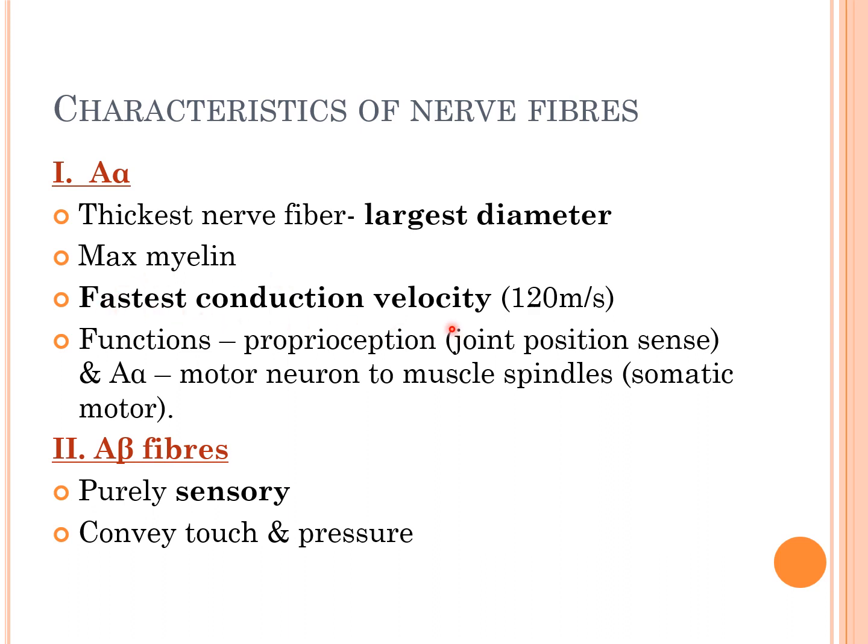Because it has the largest diameter, the conduction velocity is 70 to 120 meters per second. So it is the fastest conduction velocity nerve fiber. The function is proprioception. What is meant by proprioception? It is the joint position sense, and it is A alpha motor neuron to muscle spindle. A beta fibers are purely sensory, which carry the touch and pressure sensation.